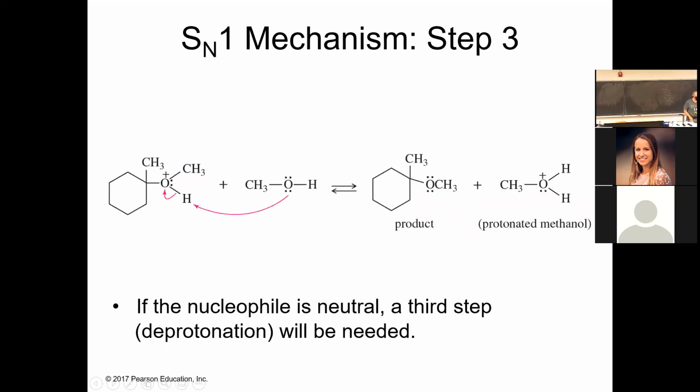And then the next step is abstraction of a proton. This equilibrium is favored because typically when this is carried out, there's a large excess of methanol. So that's going to shift it to the right. Did you say extraction of the proton? Abstraction of a proton. Yeah, that's what we're doing here. Abstraction. So this is removing this proton right here. Deprotonation. So this occurs if the nucleophile is neutral.